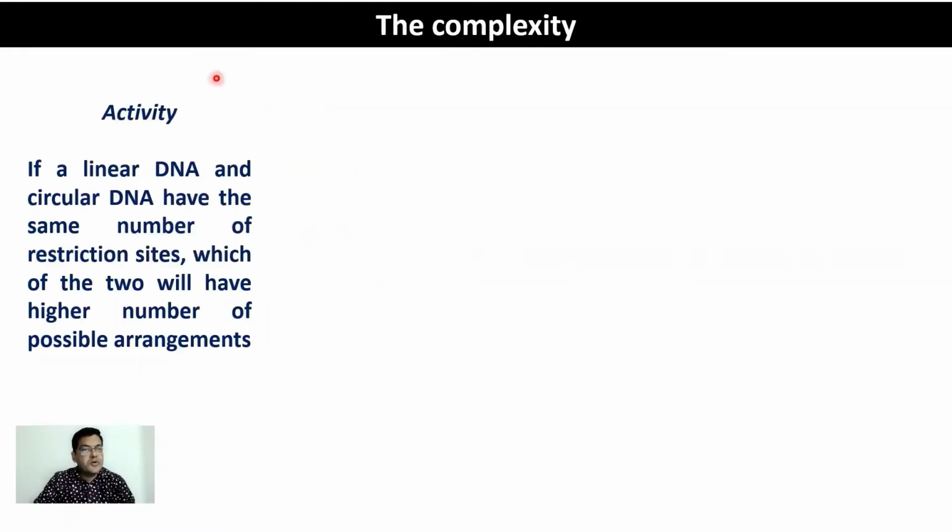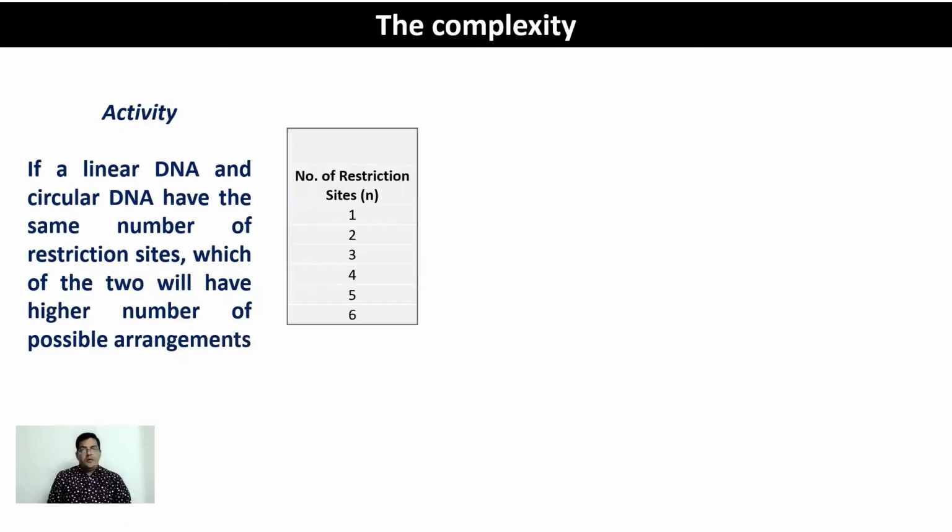So let us now look at a question. If a linear DNA and a circular DNA have the same number of restriction sites, which of the two will have higher number of possible arrangements? So let's say we have a DNA and these are the number of restriction sites that are there. Now we'll first talk about the circular DNA and then we'll go to the linear DNA. So here is your circular DNA, and you know in circular DNA the number of fragments formed on complete digestion would be n, where n is the number of restriction sites. So also the number of possible arrangements will be n factorial.